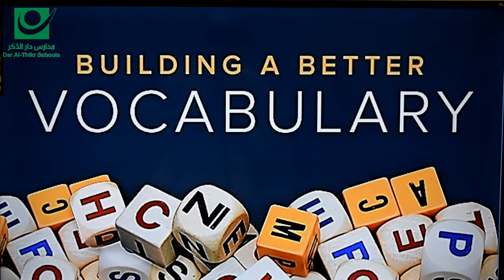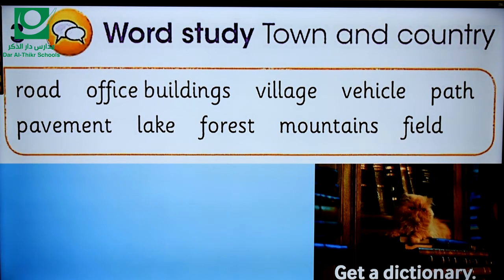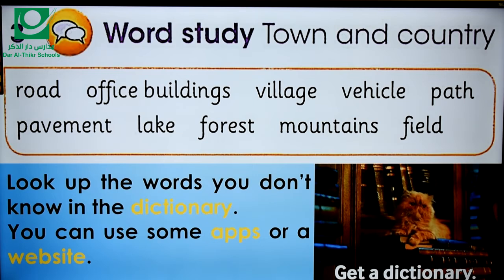Now let's get some vocabulary to help us concerning the town and the country. Here we have some vocabulary. I'm not going to tell you the meaning at first. Get a dictionary, okay? What you are going to do is look up the words you don't know in the dictionary. You can see some apps may help you on your iPhone or a website. Do this, pause the video, try to do it, and then we are going to get them together.